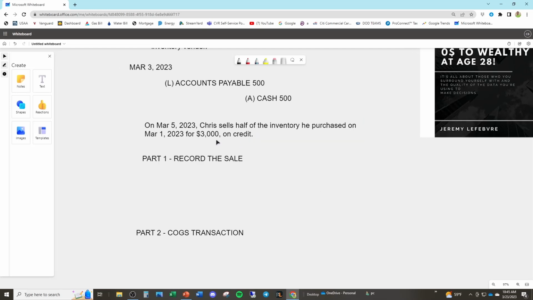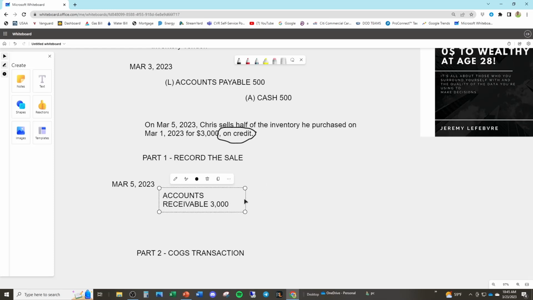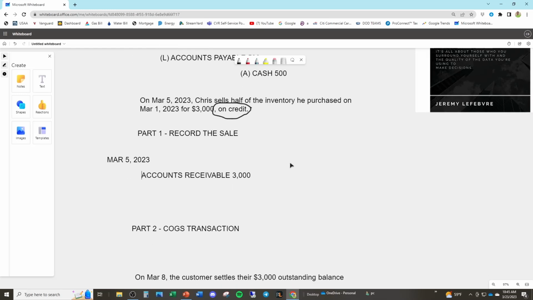So we sold half the inventory for $3,000 on credit. So for the sale transaction, first we put the date, March 5th, 2023. And then we debit what? Are we getting cash? No, it's on credit. So we actually have to debit this account called accounts receivable. Why? Because somebody owes us money. Now, we sold this inventory for $3,000. So whoever we sold it to owes us $3,000 in cash. They haven't paid us yet, but they better pay us.